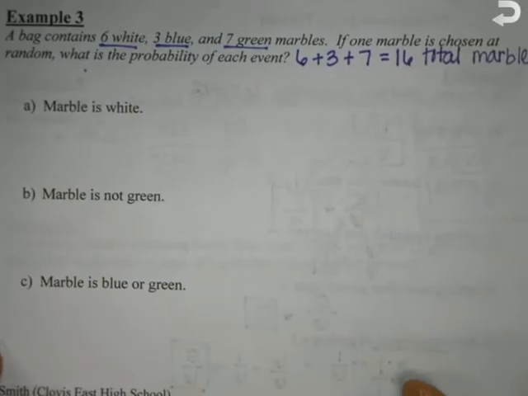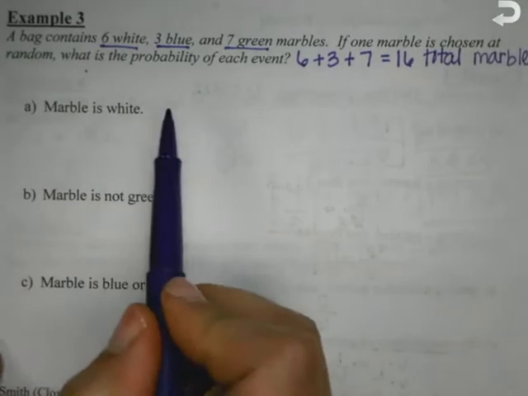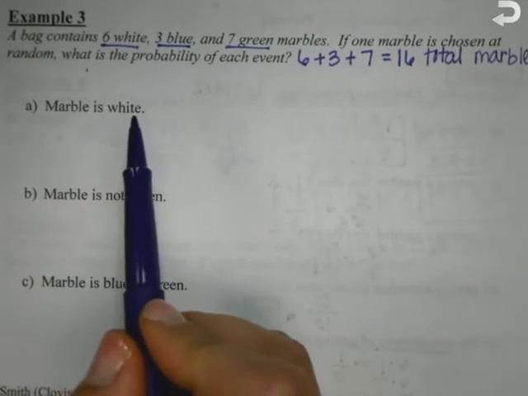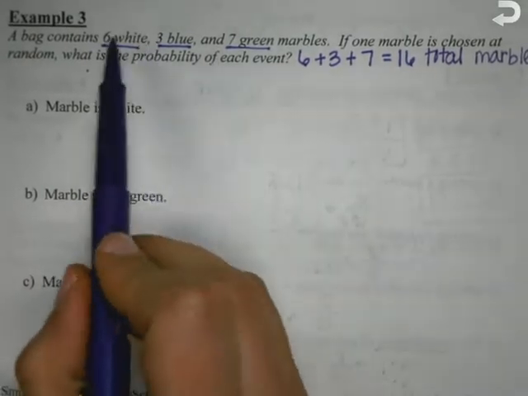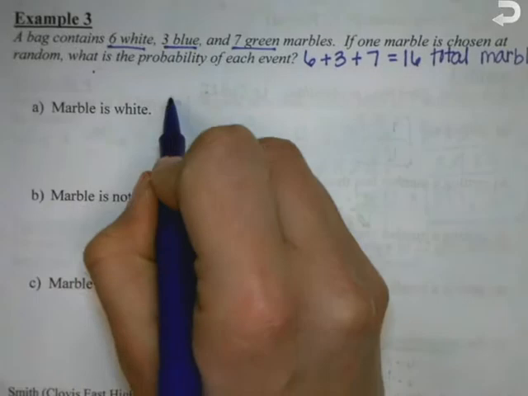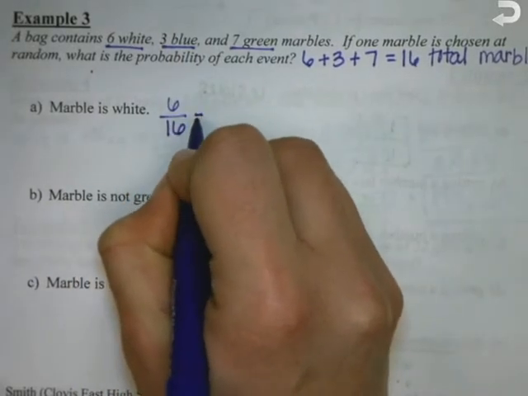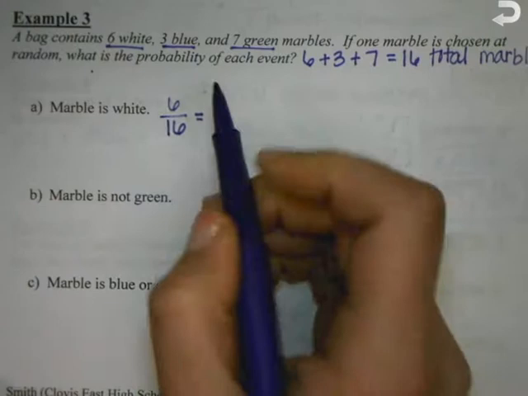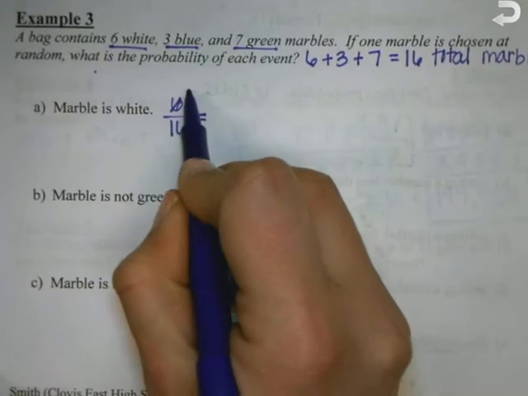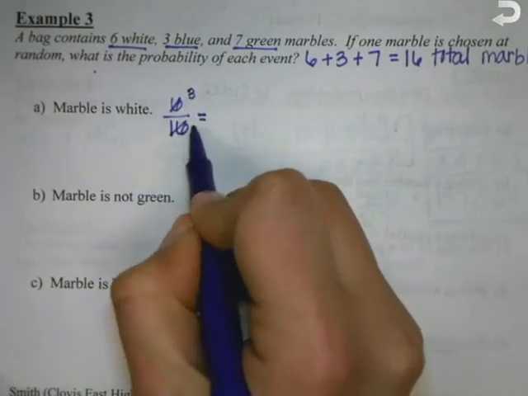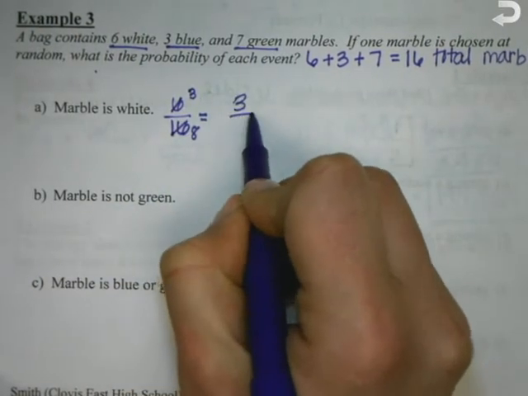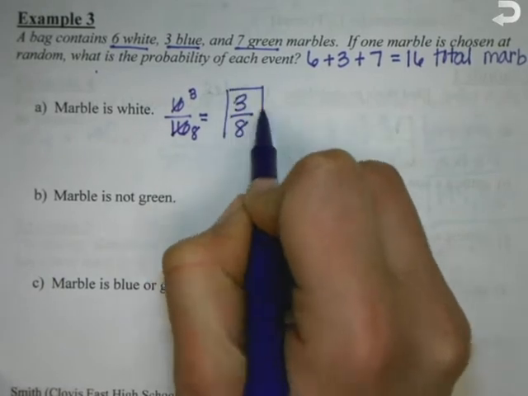So we're first looking for the probability that the marble is white. Now we only have 6 white marbles, so the probability is 6 out of the 16 total. And 6 and 16 both reduce by 2. 2 goes into 6 3 times, and 2 goes into 16 8 times. So you have a 3 out of 8 chance of pulling out a white marble.